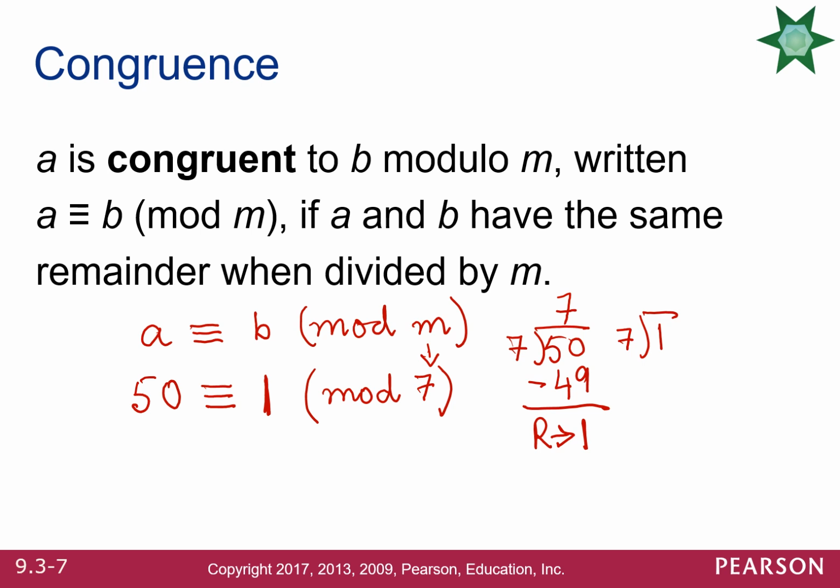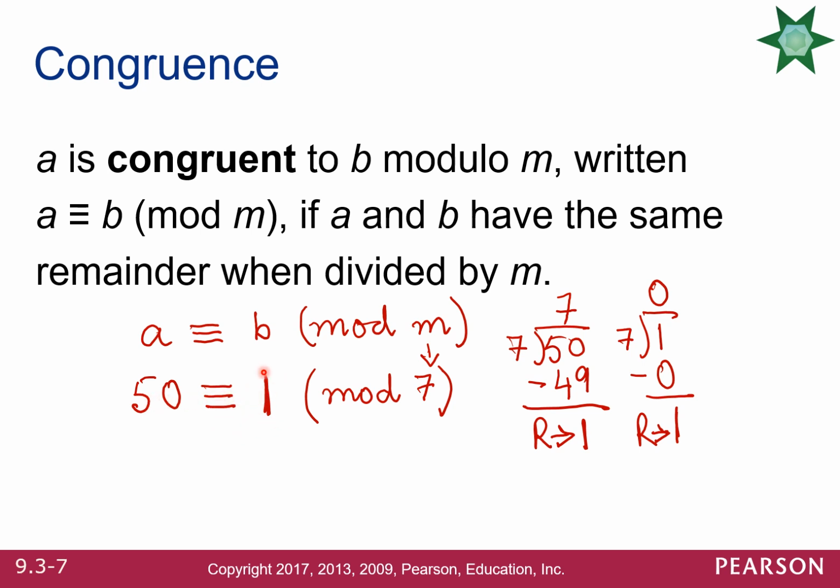7 goes into 1 0 times. So I'm going to write the 0 above. 0 times 7 is 0. What is the remainder? It's 1. All right, so both 50 and 1, when divided by 7, left a remainder of 1. So they are considered congruent.